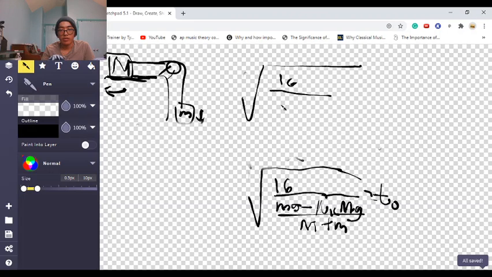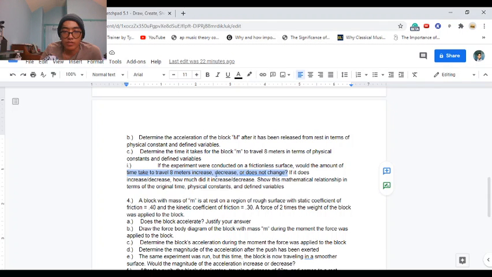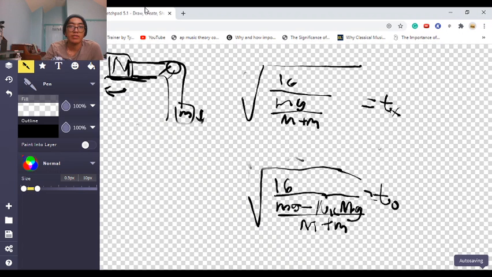over mg over m plus m would equal time final. This is the final time. Now it says here that it shows a mathematical relationship. Well, let's just see. Let's show them.